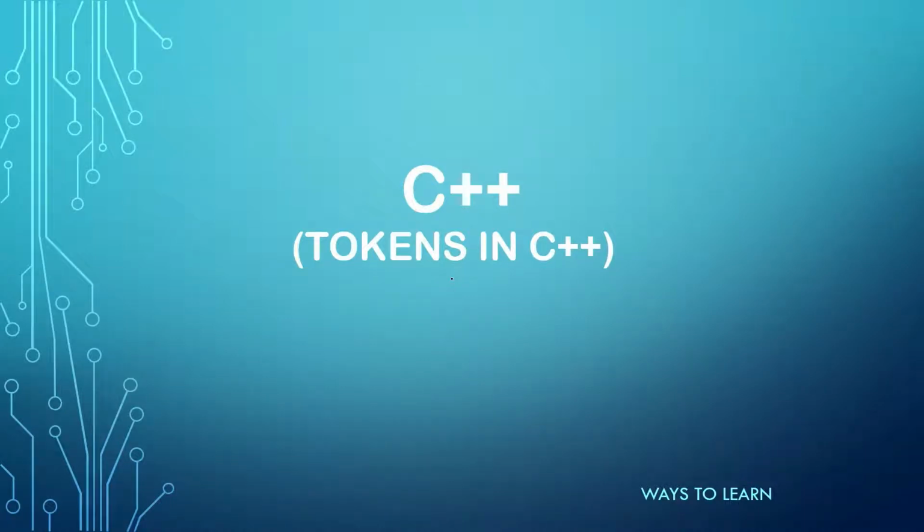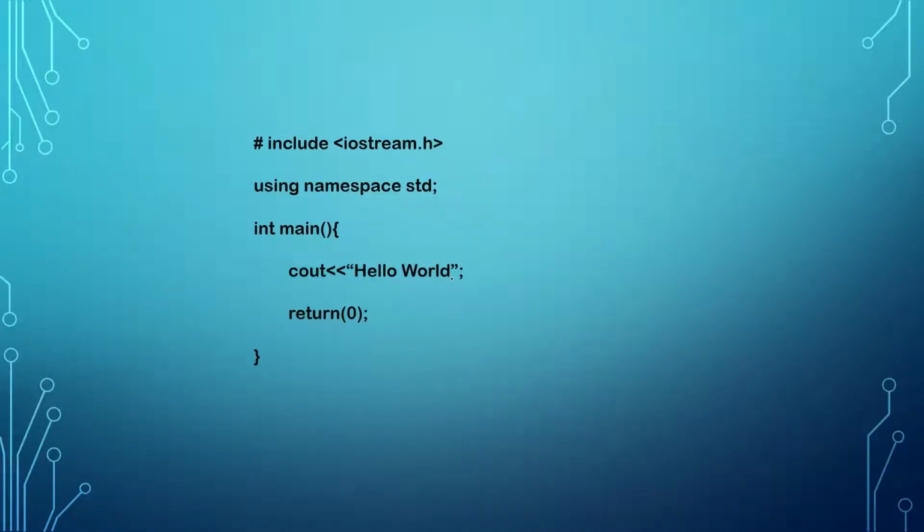In this session, we will discuss tokens in C++. So consider this program. In this code, each line gives an instruction to a compiler. Each line is a combination of words. These words are separated by a blank space. A blank space means white space.